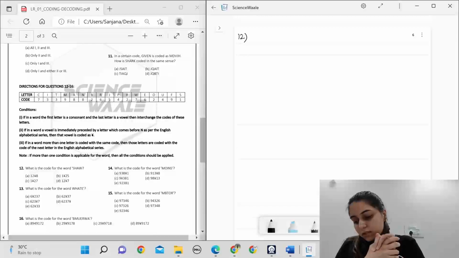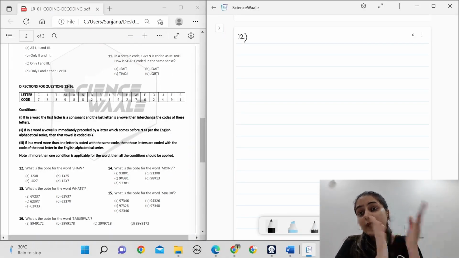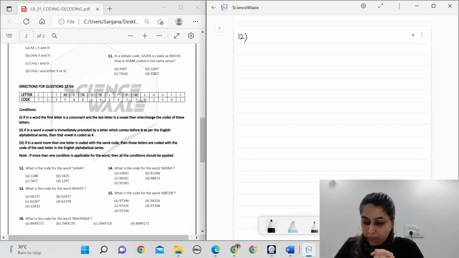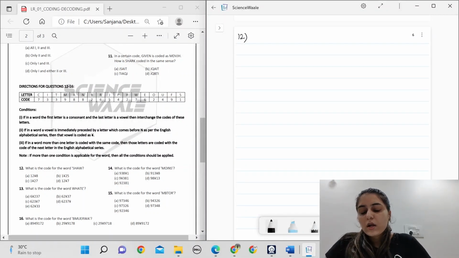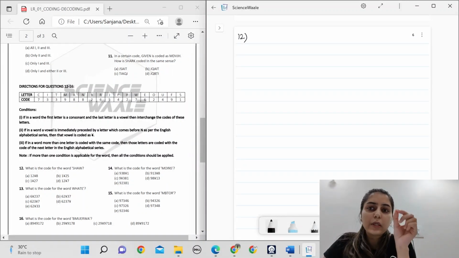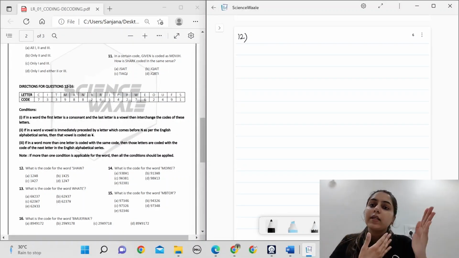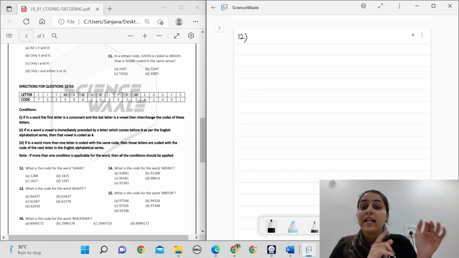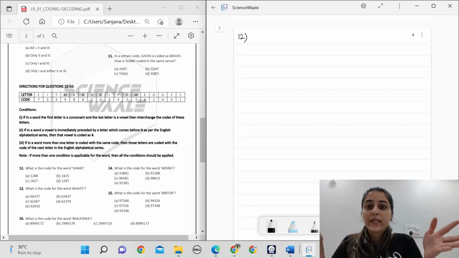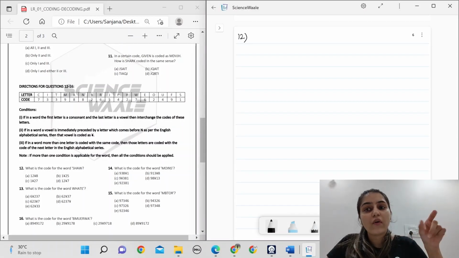The second condition they have given us is, if in a word a vowel is immediately preceded by a letter which comes before N as per the English alphabetical series, then that vowel is coded as E. So if there is some vowel in a word, and just before that vowel there is a consonant which appears before letter N in the alphabetical series, that is A B C D E F G H I J K L M, then we need to code that vowel as E.